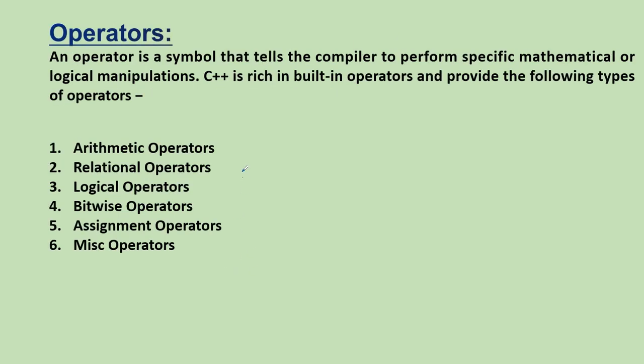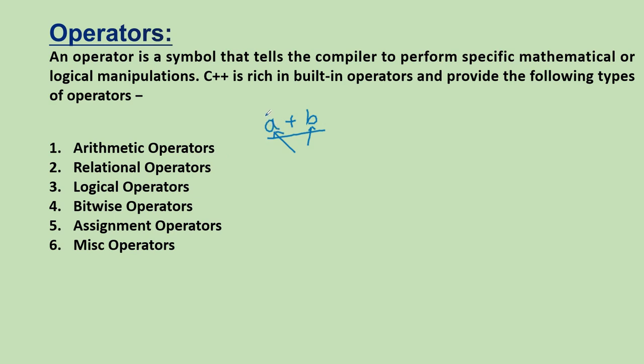Now sometimes we may need to perform some operation in a program. For example, here A plus B. I am going to perform an addition operation. To perform this operation, I need two operands, A and B. A is the first operand and B is the second operand, and this plus performs the operation of addition. So an operator is a symbol that tells the compiler to perform a special mathematical or logical manipulation. C++ is rich in built-in operators and provides different types of operators.